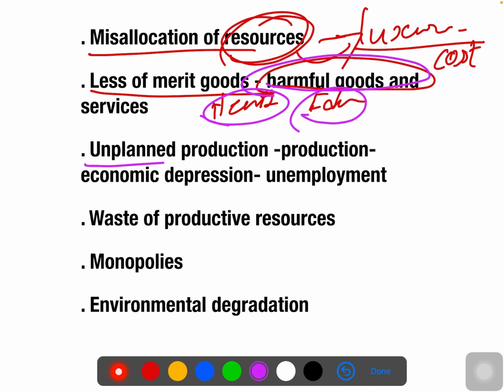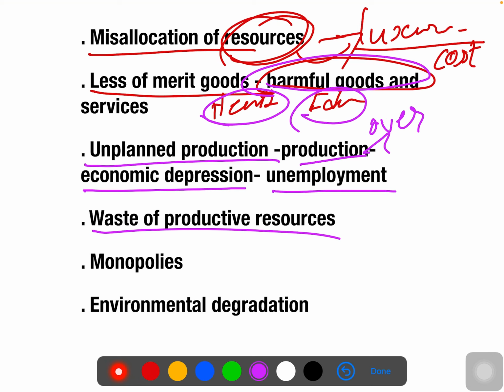And the next one, unplanned production. The production process in a capitalist economy is completely unplanned. They do not have any kind of plans. Because of that, many times overproduction happens, and more goods than the demand are produced. The economy will sink into economic depression, and more and more unemployment will be created. So this results in a lot of human misery. Overproduction, economic depression and unemployment all lead to human misery in the economy.